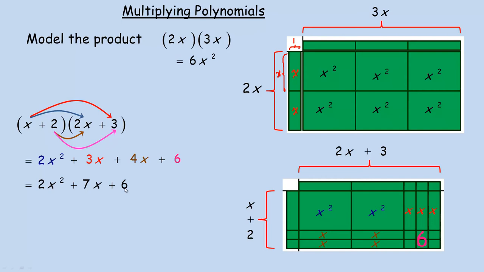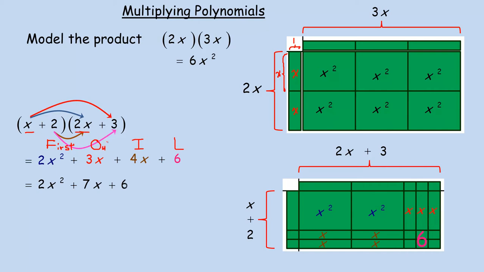Now, before we go into the examples on the next page, I want to show you one more thing. If you ever hear a teacher use the acronym FOIL, this is what FOIL stands for. So FOIL stands for first, which means you're multiplying the first terms of each.